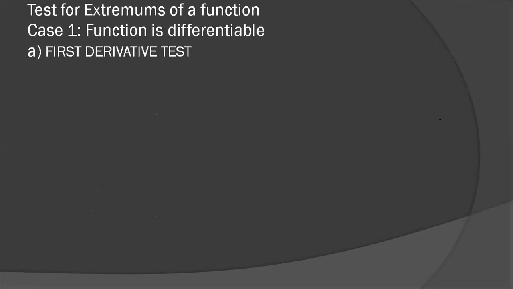Now, how to check maxima and minima? So the test for extremums, maxima or minima of a function. We have two cases when the given function is differentiable up to the required order. In case 1, when the function is differentiable, I am taking the first method, that's called the first derivative method.